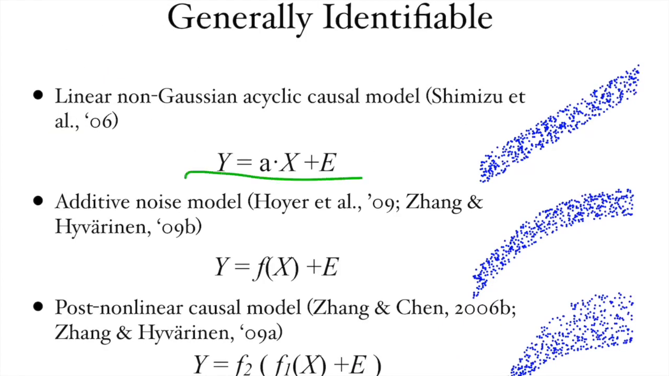This is a linear functional causal model, this is called the additive noise model, and this is called the post-nonlinear model. Actually, it was proposed in 2006, because at that time I tried to analyze real data and found that the additive noise assumption does not hold. In most situations, we don't have independent additive noise. You have to apply some nonlinear function to make the noise independent.